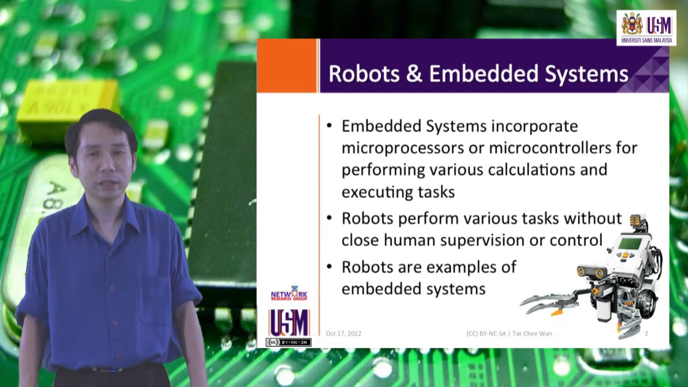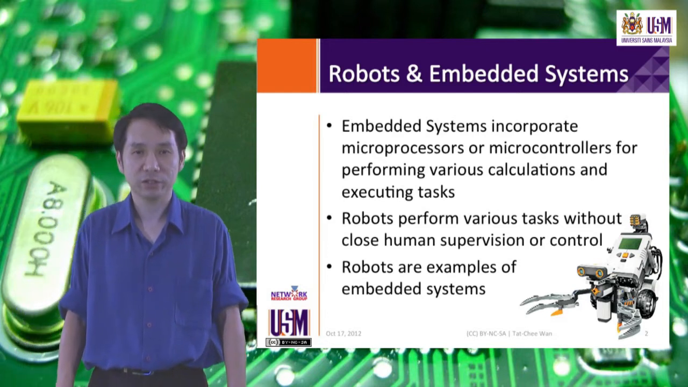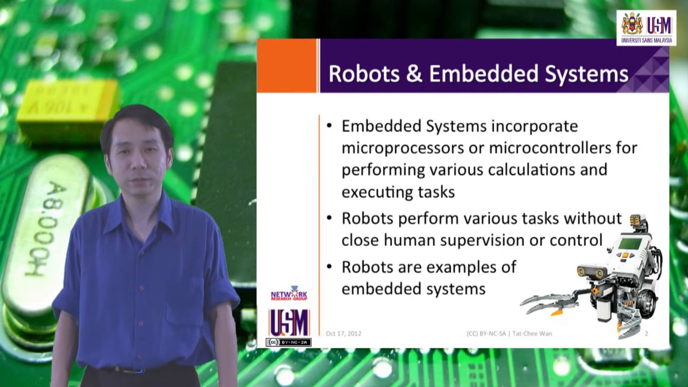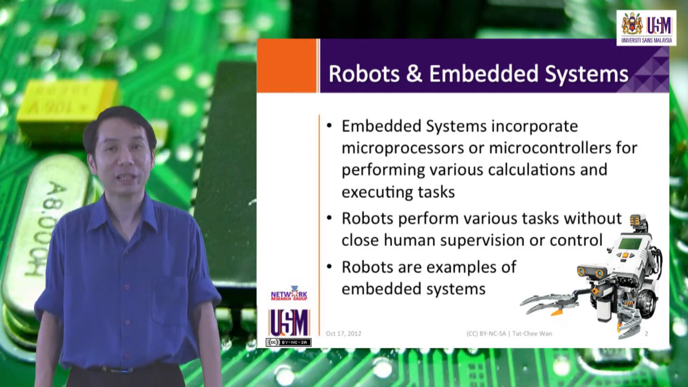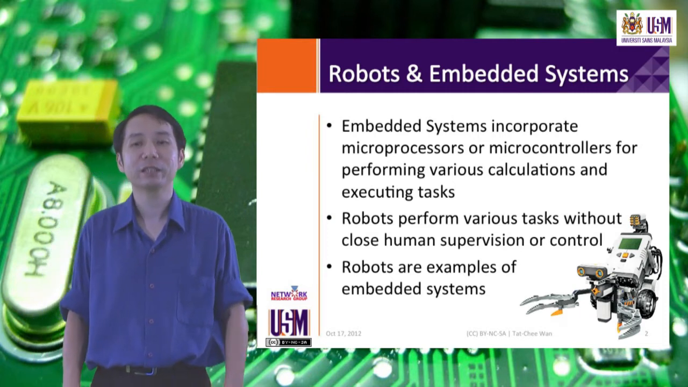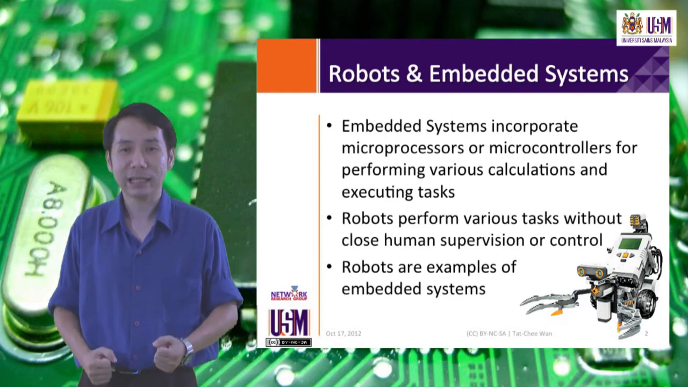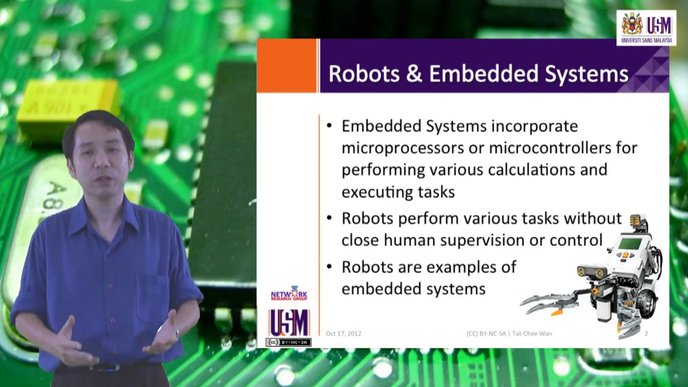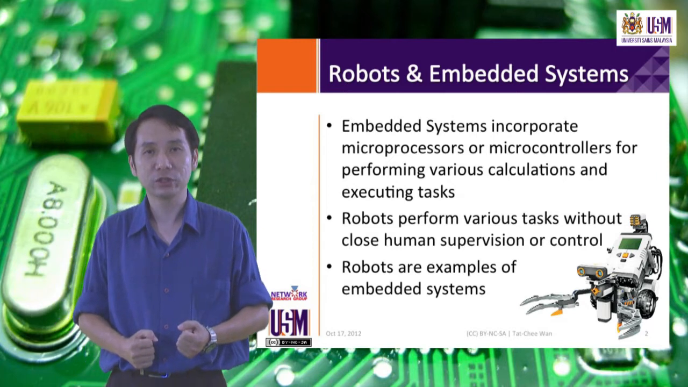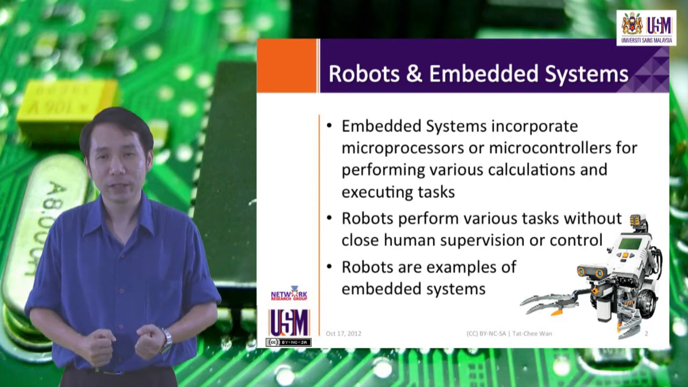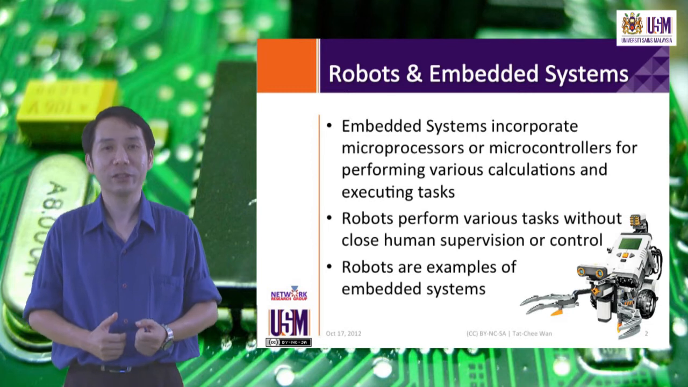In this course, we will learn about embedded systems and microprocessors. Embedded systems are systems that incorporate microprocessors or microcontrollers for performing various calculations and executing tasks. Now, robots perform various tasks without close human supervision or control. Therefore, robots are examples of embedded systems.